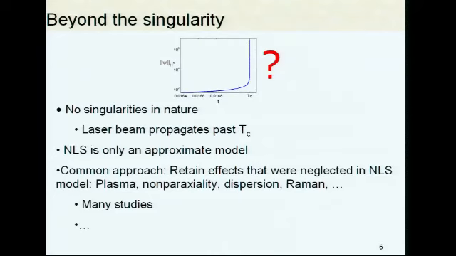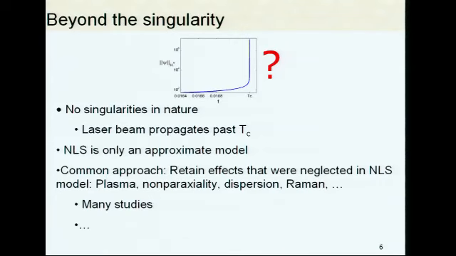And then the obvious question is what happens after the singularities? Physically, there's no singularity. The laser beam goes on. It continues to propagate. So if you have a singular solution, it means that you use an approximate model whose validity breaks down at the singularity. So what should you do?